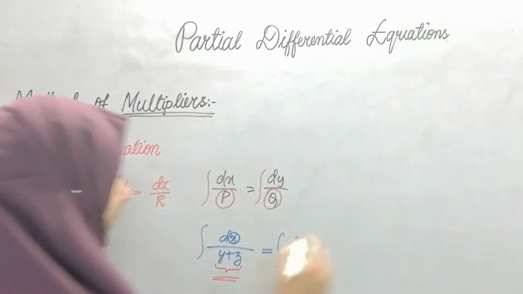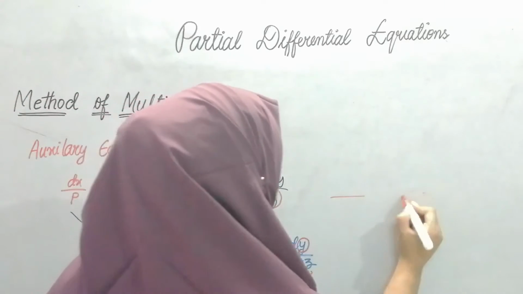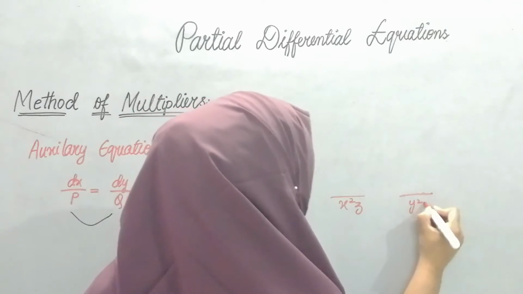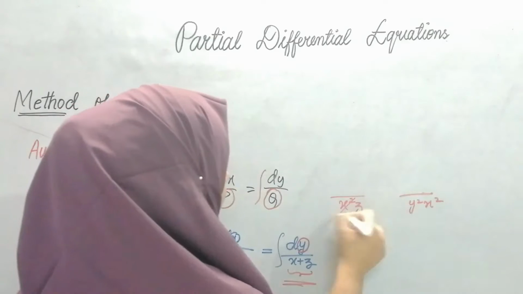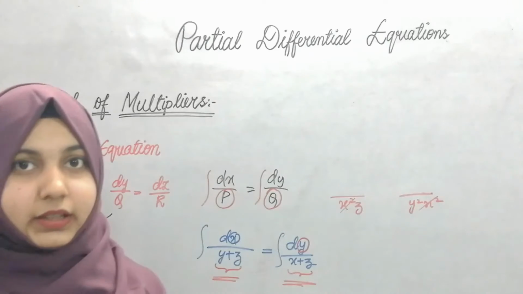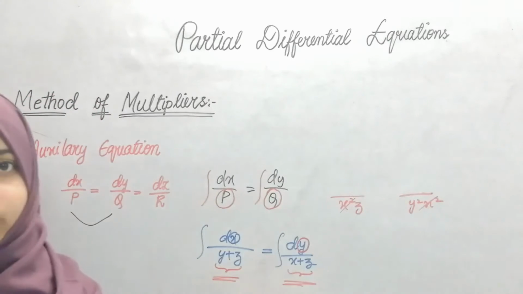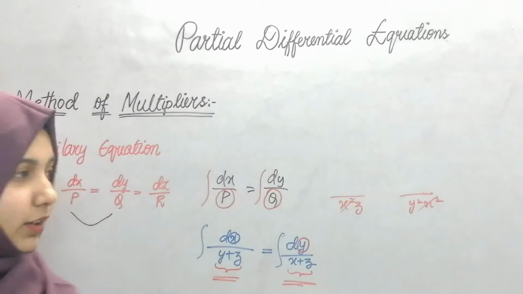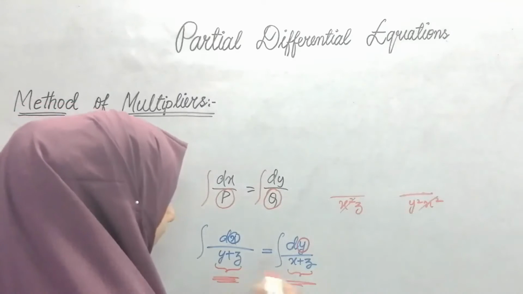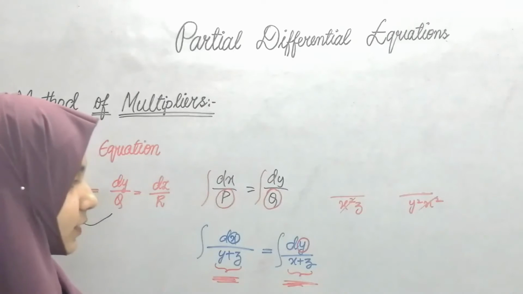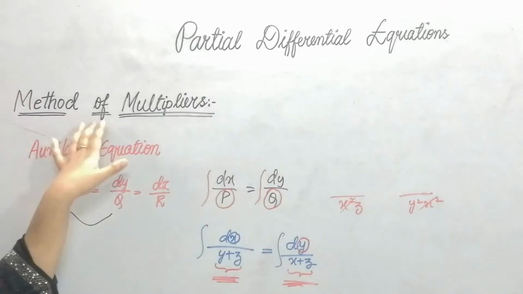In the previous cases, if we had something like x square, z, y square, x square, then what we did was we cancelled out the terms and with the remaining terms we integrated, right? We cross multiplied and then we integrated. But here it is not possible to do so. So I'll go with the second method, that is the method of multipliers. I hope it is clear. When I am not able to separate my variables, when the method of separation of variables is not possible, then I'll go with the method of multipliers.